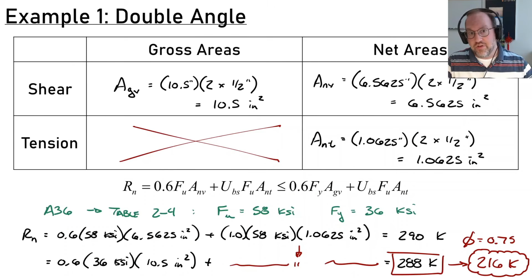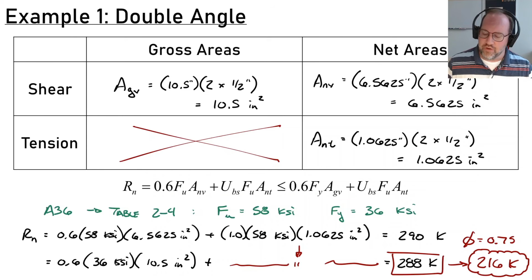So the last thing I want to do is I want to very quickly go through one more example where we have to look at multiple paths to see which one controls. Because in this double angle, we really only had one option for our block shear path, but if you have multiple, you sometimes have to check to see which one will control.